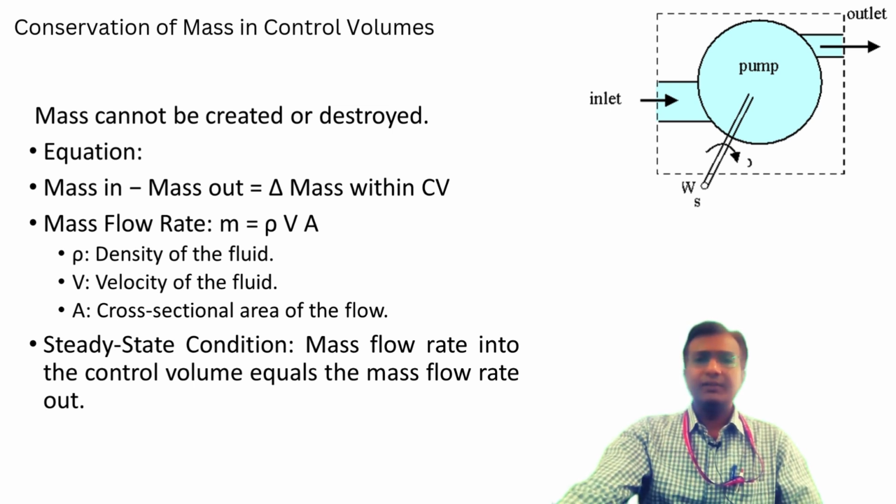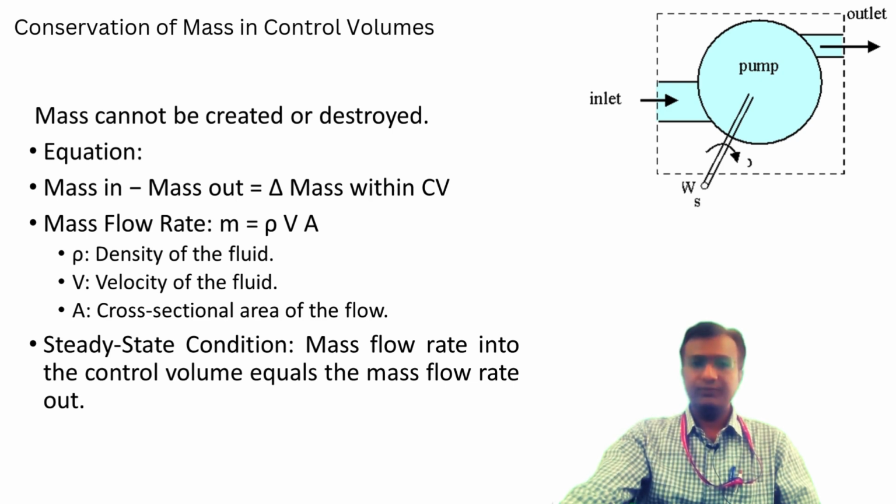We will start the analysis of the control volume using the conservation of mass principle. The principle of conservation of mass states that the mass cannot be created or destroyed within a control volume. This principle is fundamental to analyze systems with mass flow. The conservation of mass is expressed as the mass which is coming inside the system minus the mass which is going out of the system is equal to the change of mass within the control volume.